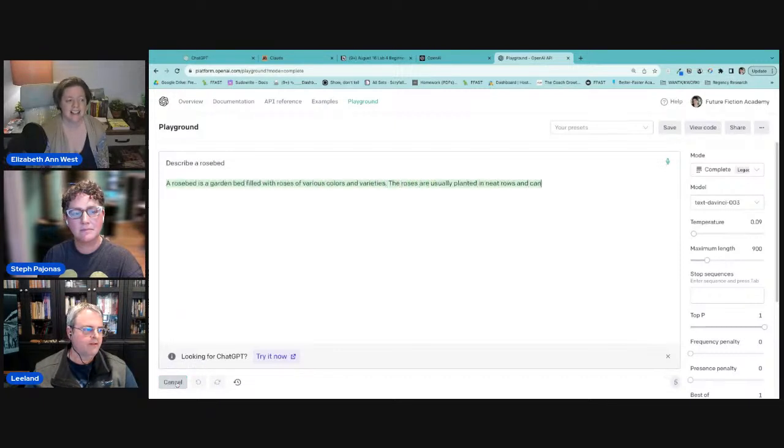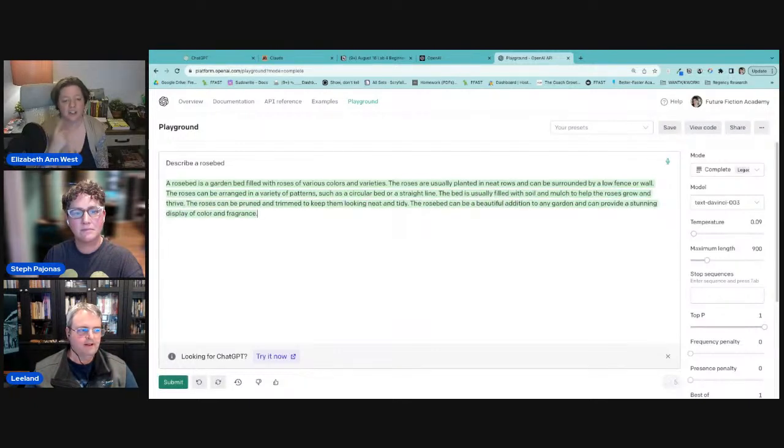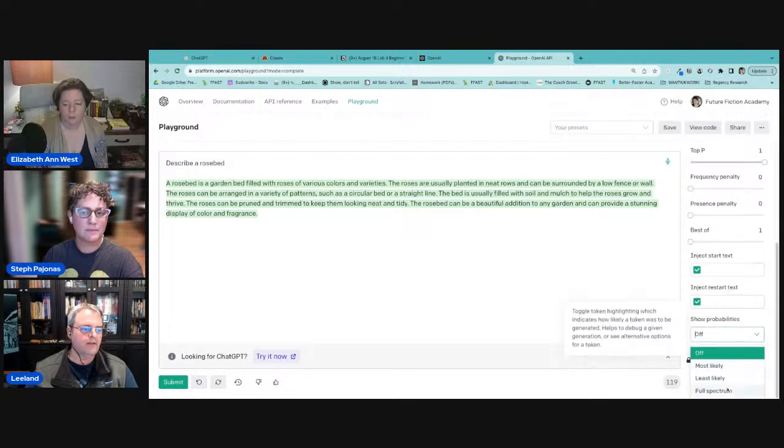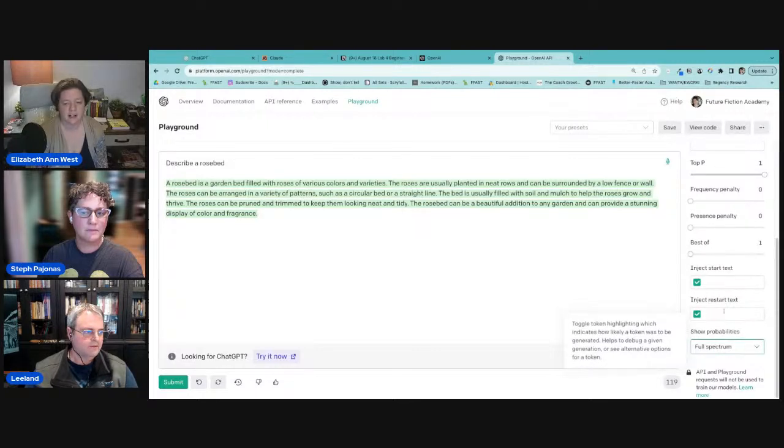It's going to sound like an encyclopedia. "A rose bed is a garden bed filled with roses of various colors and varieties. The roses are usually planted in neat rows and can be surrounded by a low fence or wall." It's going to be very deterministic, the kind of thing you would expect in Wikipedia. And you will also notice that it's all green. In this case, I didn't have the spectrum on, so it's just green to show you the completion.